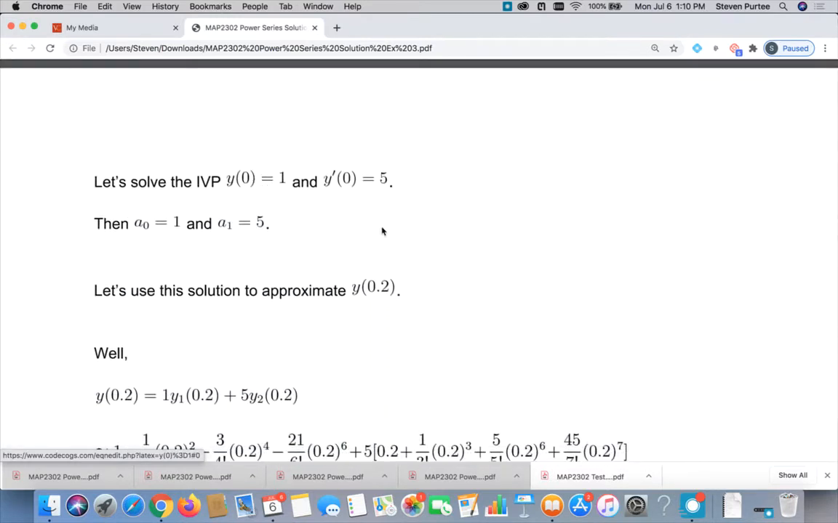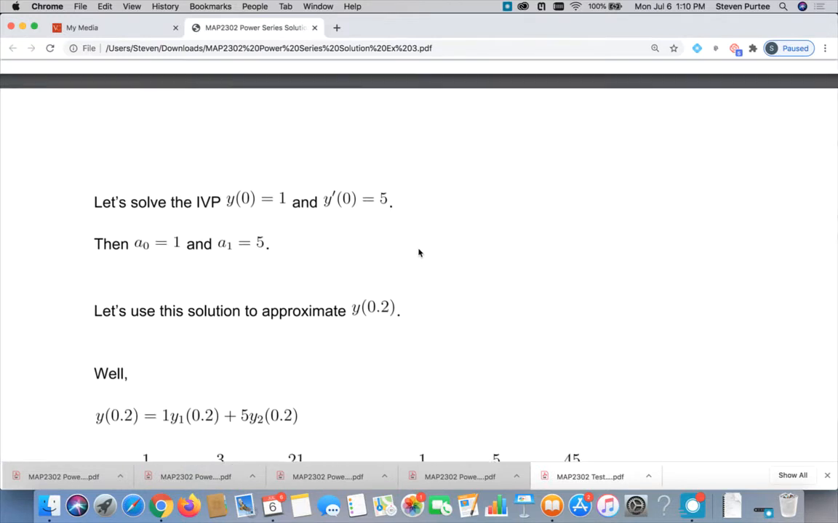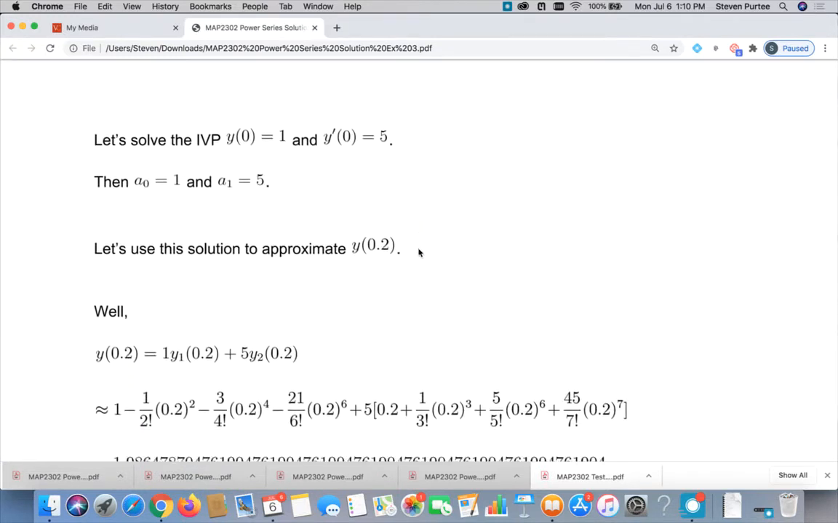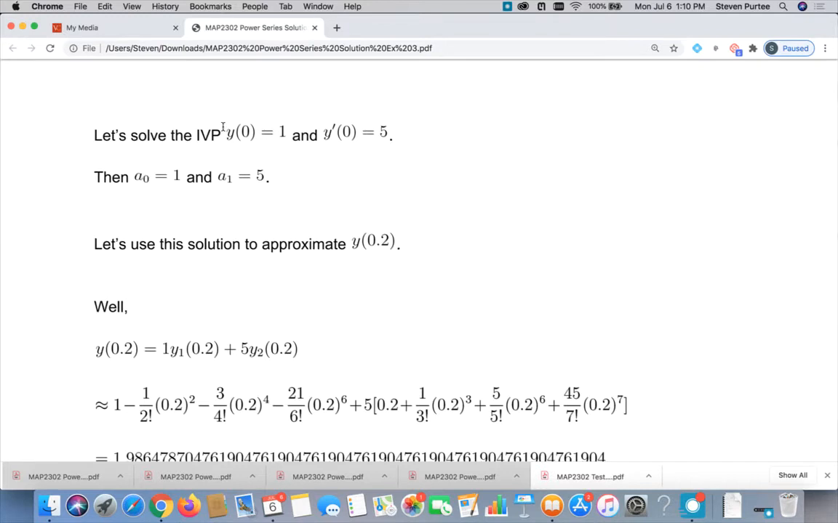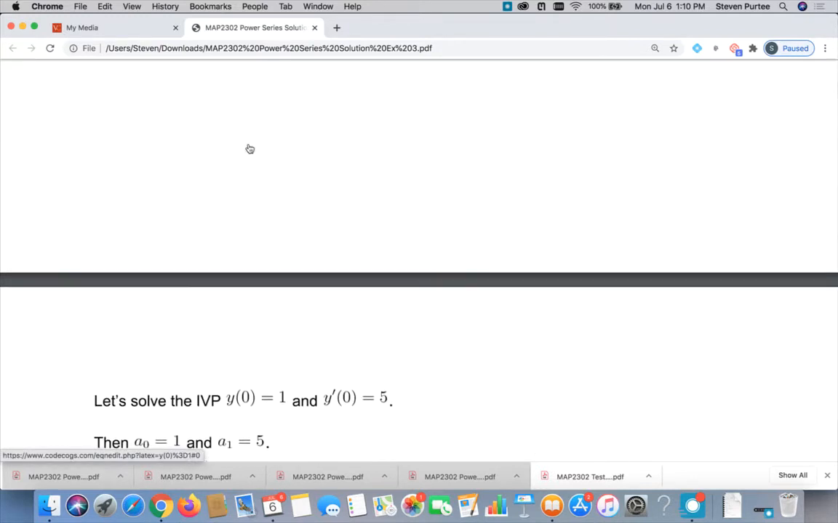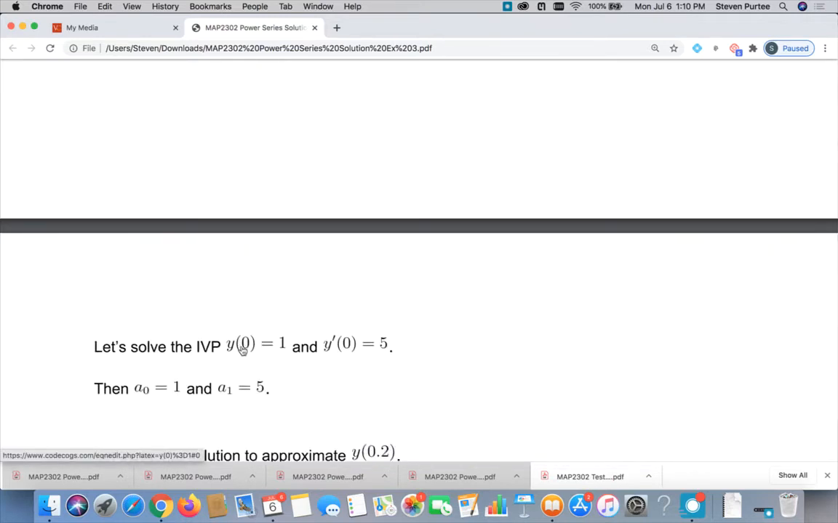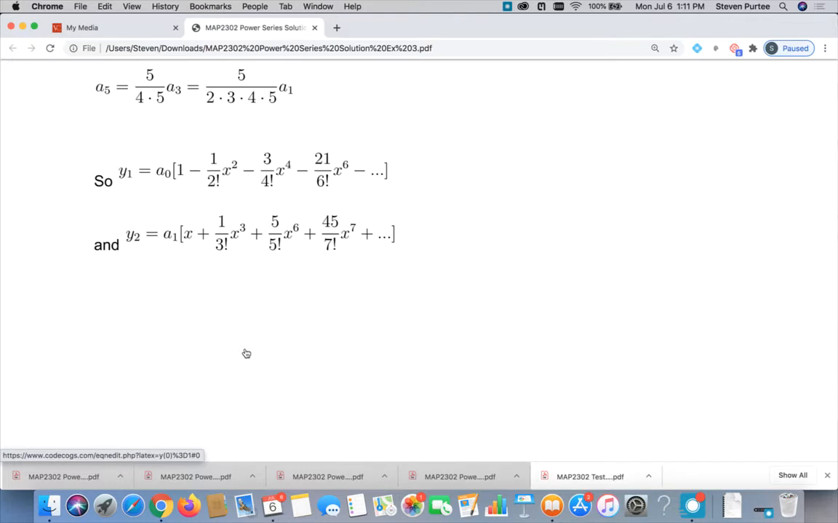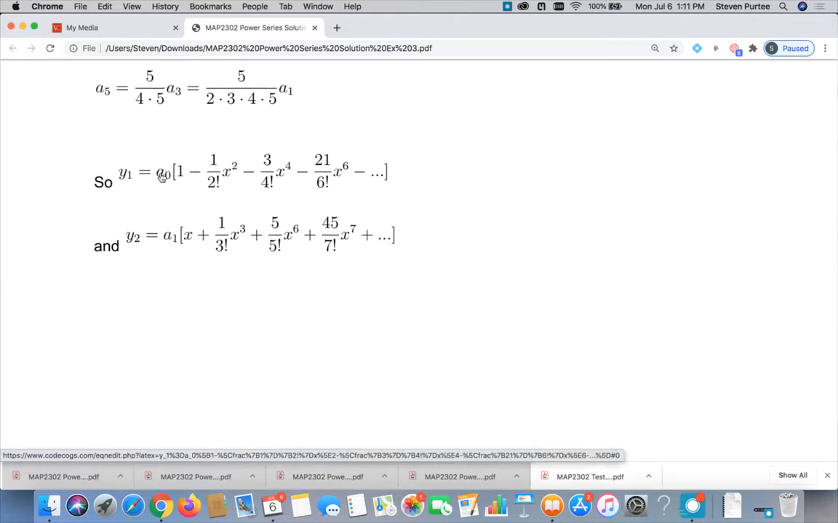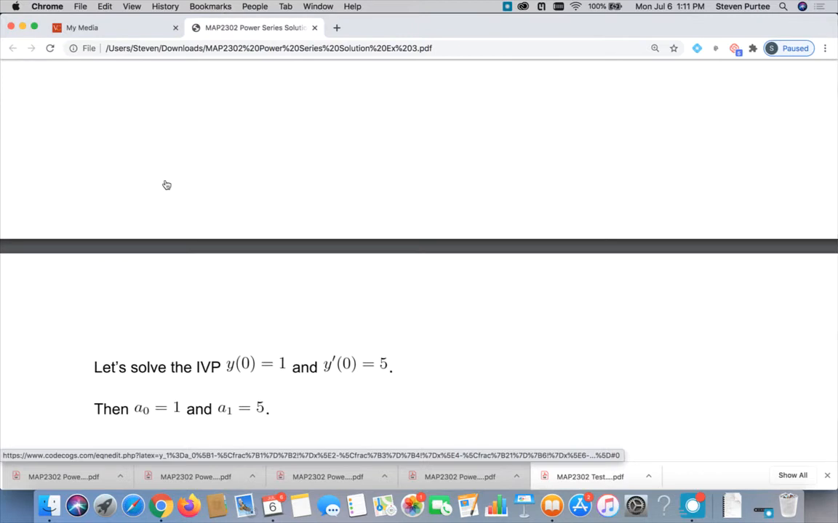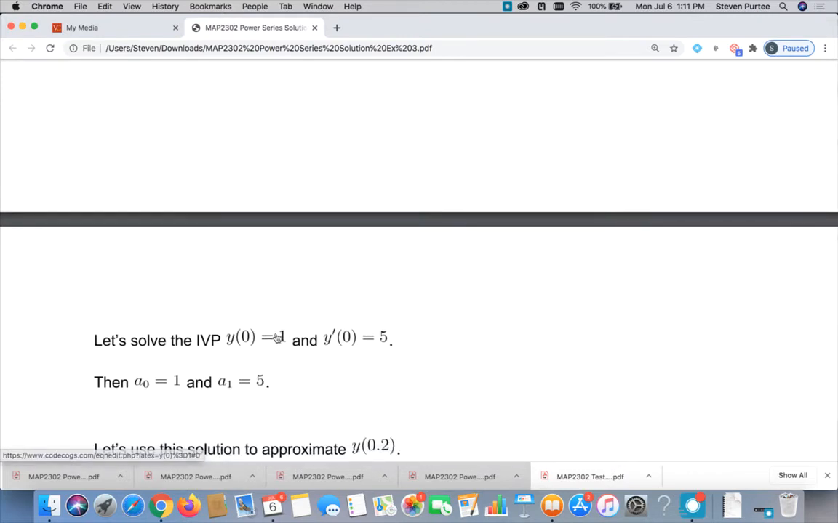Let's use that to solve an initial value problem. If I plug in x equals 0 into y of 0, all of these terms are 0, all of these are 0, we just get A naught. And that's what's always going to happen. Y of 0 is always A naught. So A naught must be 1.